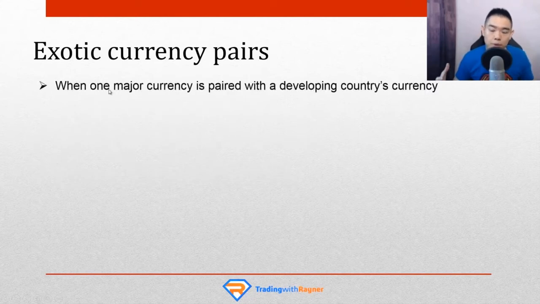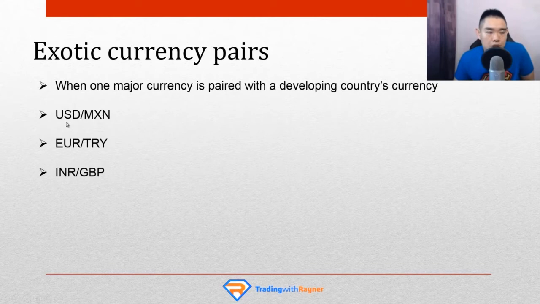And finally, the last type of currency pairs that we have is the exotic currency pairs. This is when one major currency is paired with a developing country's currency. So for example, US dollar against the Mexican peso. US dollar is a major currency, and Mexican peso is a developing country's currency. So this meets the requirement: one major currency is paired with a developing country's currency. Next one, the euro against the Turkish lira. Euro is a major currency. Turkish lira is a developing country's currency. And finally, the Indian rupee against the British pound. So this is what we mean by exotic currency pairs.